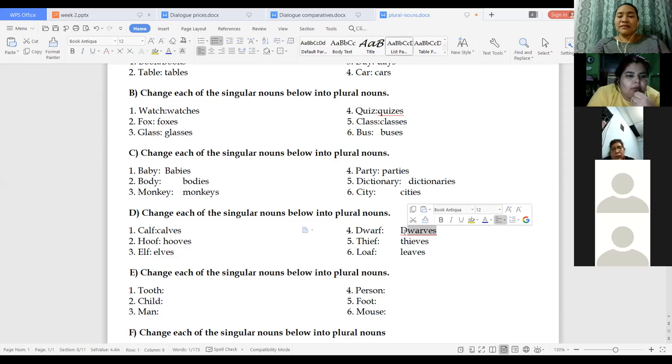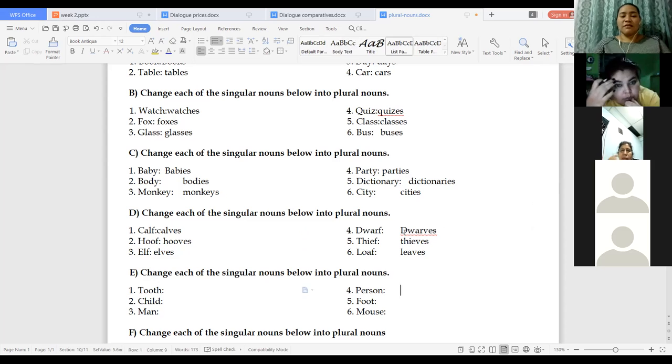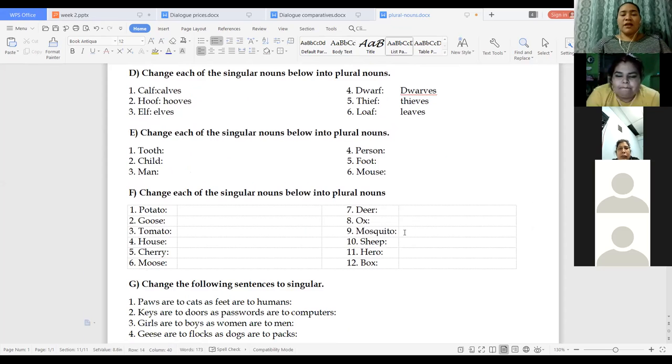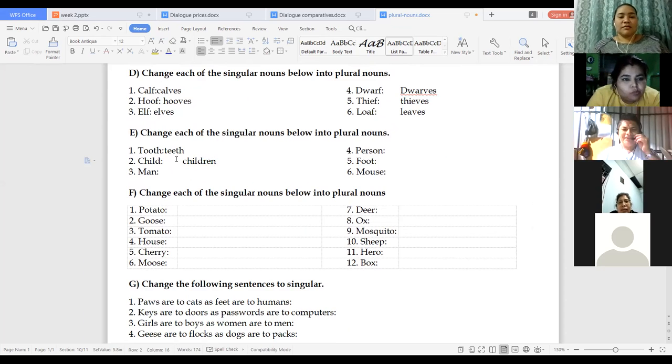Okay. No questions? Everything good up to here? No questions. All right. So if there are no questions, let's continue. So here we have thief. What is the plural? Children. Thank you for the answer. Just to see if you are paying attention.